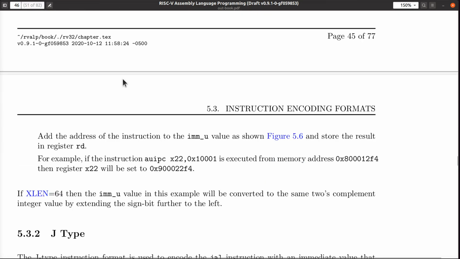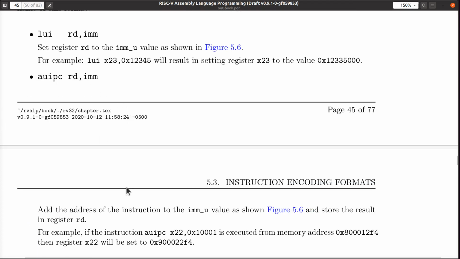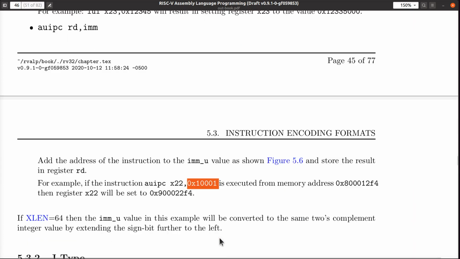AUIPC looks the same way in the source code. So if you said AUIPC, what do we got here? And I said x22 with this value here. All right, what it will do is it'll convert this value to the same thing that LUI does with 3 zeros after it before it uses it for anything. All right, and then we talk about down here how it gets added to what it gets added to and all this other stuff if you execute it, but we don't care.